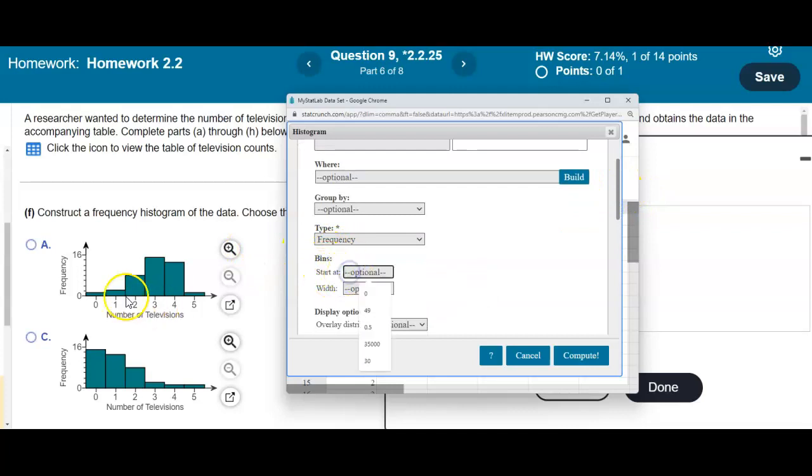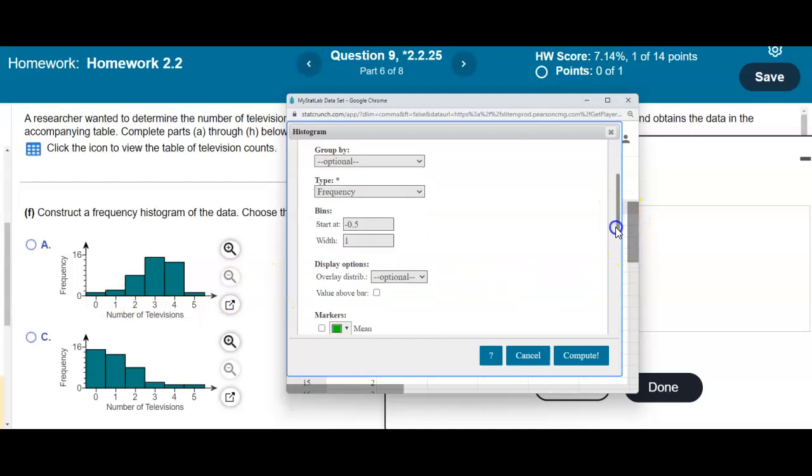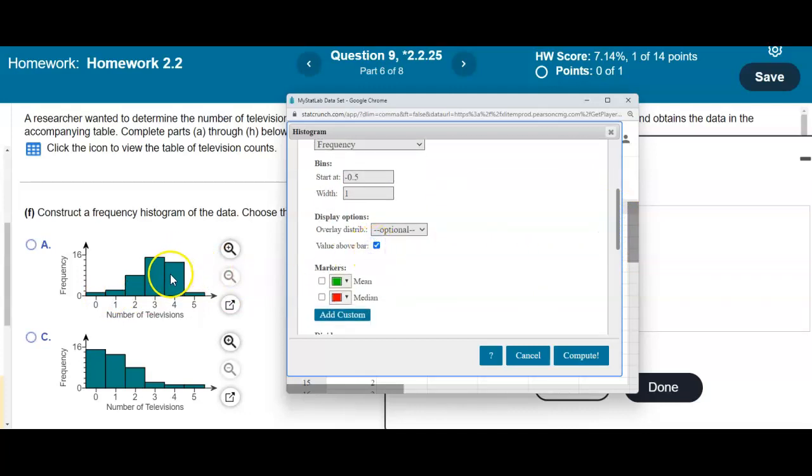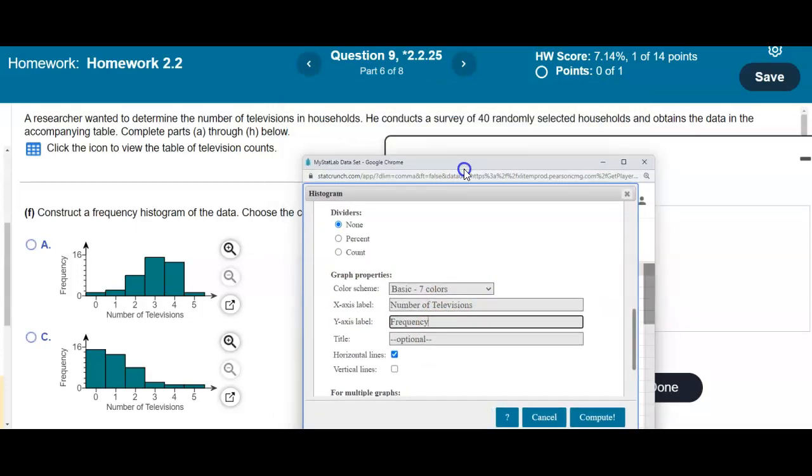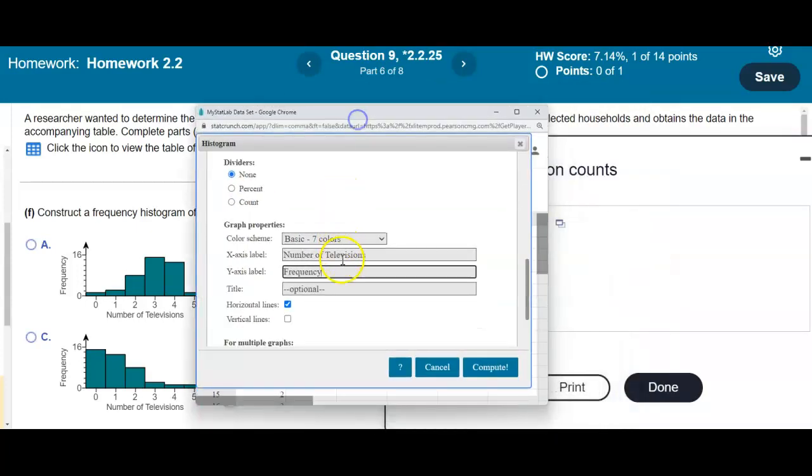Now, where do we start at? Well, remember, this starts at negative 0.5, so it's negative 0.5. And then what's our class width? Our class width is 1. Okay, we want the values above the bar so we can determine what that looks like. Okay, and then the x-axis label is the number of televisions. Okay, the y-axis is frequency. And the title, let's see here, we can just call it Table of Television Counts. And then let's go ahead and select Compute.